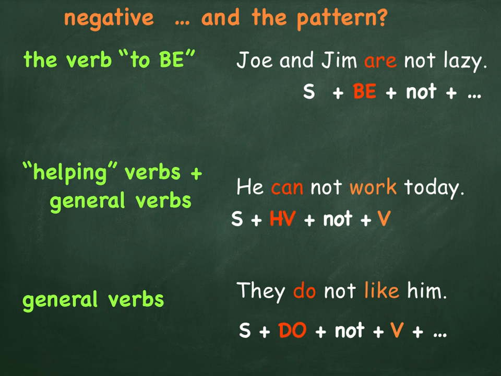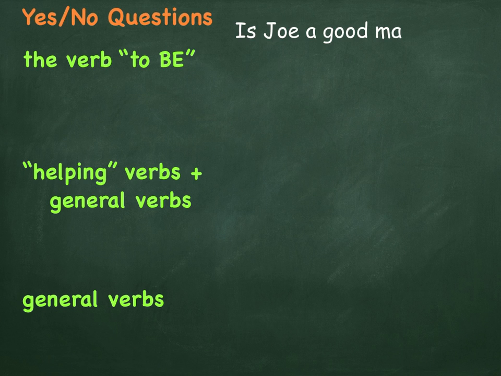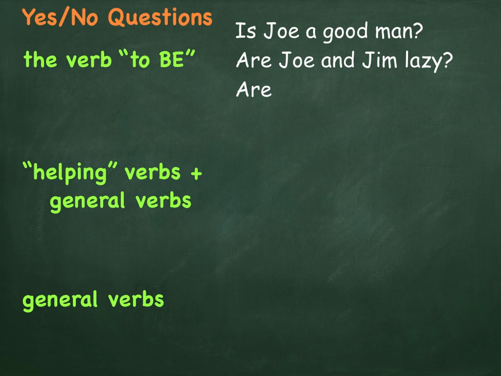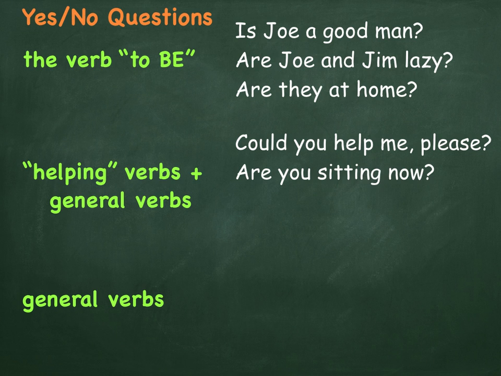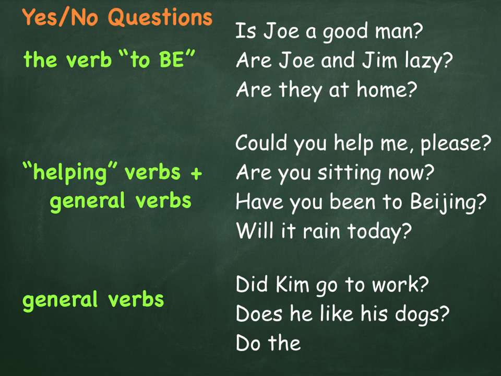Yes/no questions are next. Here are the be verb examples and the helping verbs. They all have the same pattern. And with general verbs, do again is the helping verb. Let's look at the pattern.